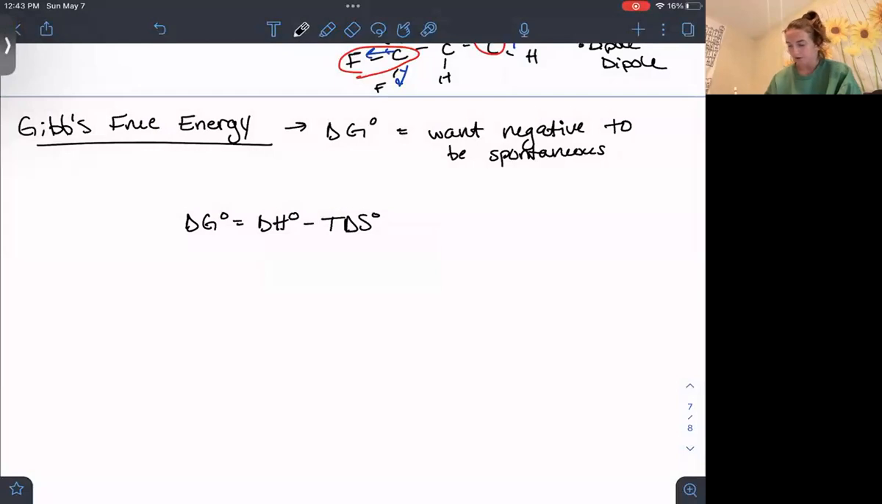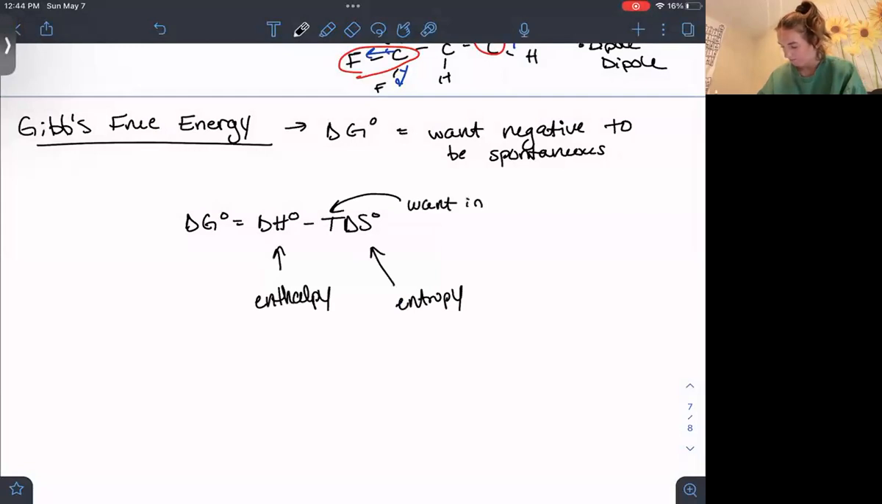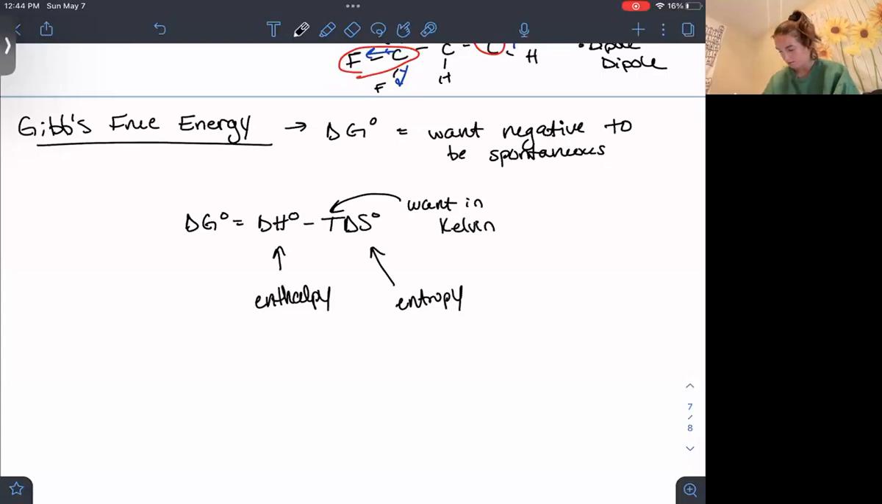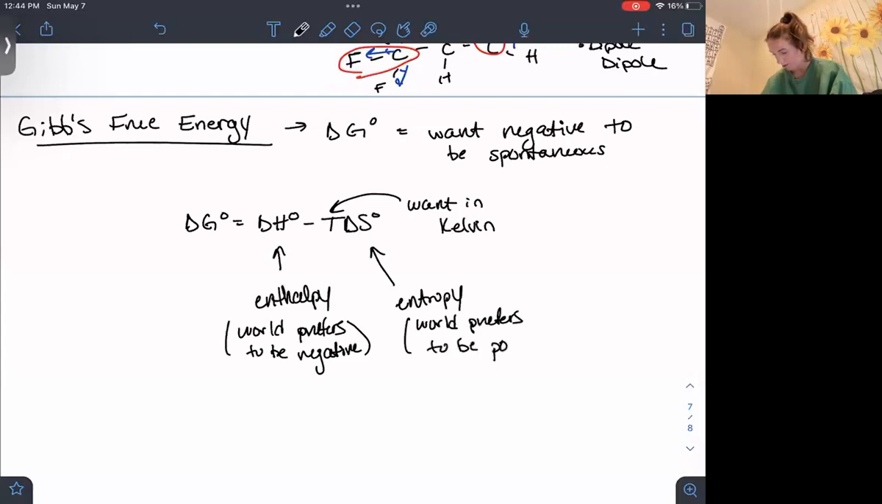So this is going to be your free energy. This is going to be your enthalpy, and this is going to be your entropy. What do we want T to be in terms of equations? Good. What does the world prefer delta H to be in terms of positive or negative? Did it even have a preference for delta S? Yep. So the world prefers delta H to be negative. And for entropy, the world prefers delta S to be positive.